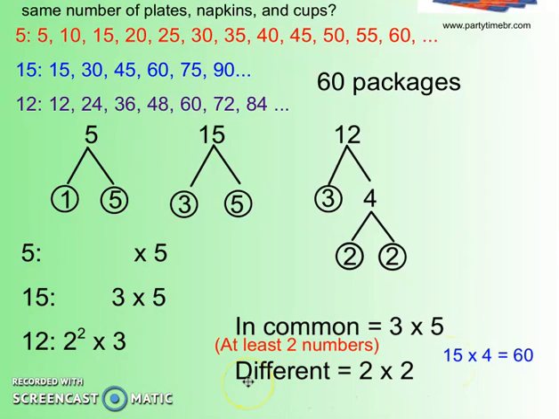Now I am also going to write down the things that are different. Well, I could write down the 1, but the 1's not going to change anything, so I didn't write that down. But notice there's 2 2's left. So I wrote those down. So 2 times 2 is 4. So 15 times 4, I get 60. Same answer.